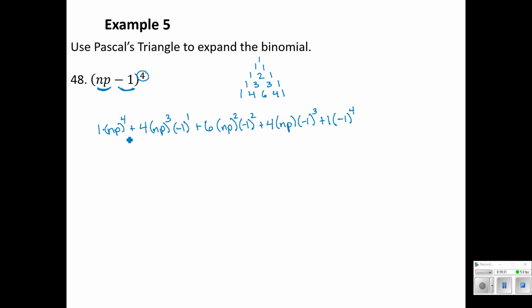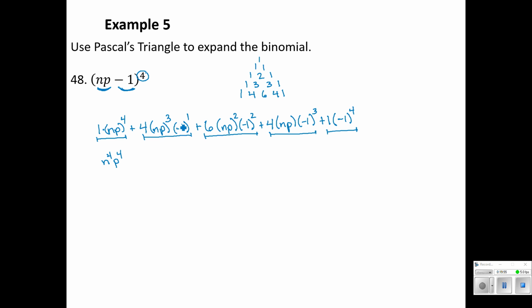Now we don't want any parentheses, and we don't like these negatives raised to a power. Remember, each one of these products is going to be one term in our polynomial. So we want to be sure that they are grouped together and they don't have multiple positive or negative signs in there. So the first one, if I take np to the 4th power, that's n to the 4th, p to the 4th.